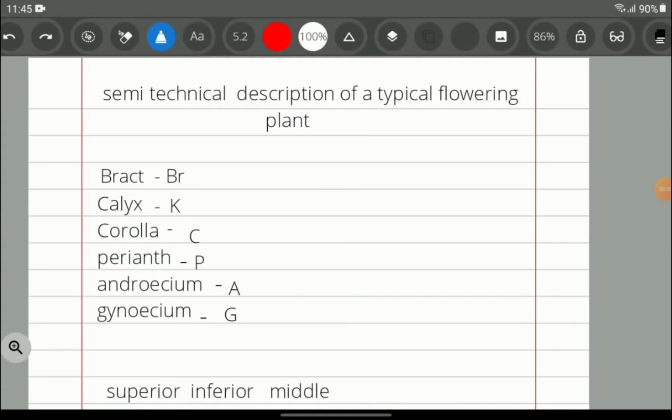Hello guys, today in this class we are going to learn about semi-technical descriptions of a typical flowering plant, the last part of the morphology of flowering plants. So in this period we are going to learn about the floral diagram and the floral formulae.